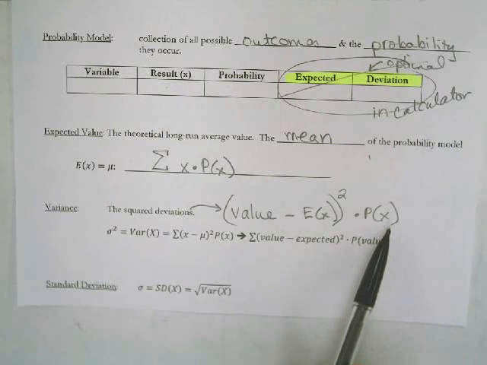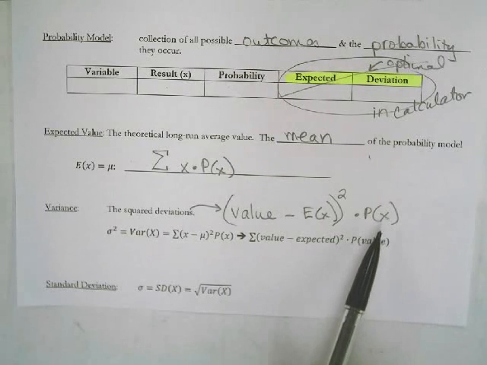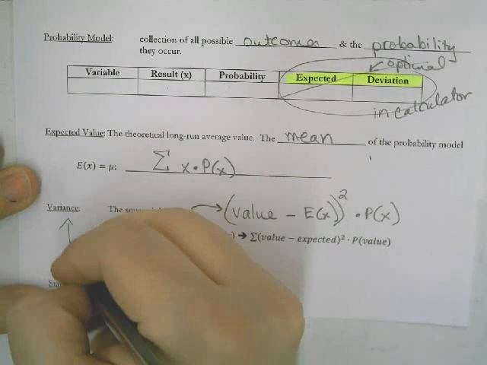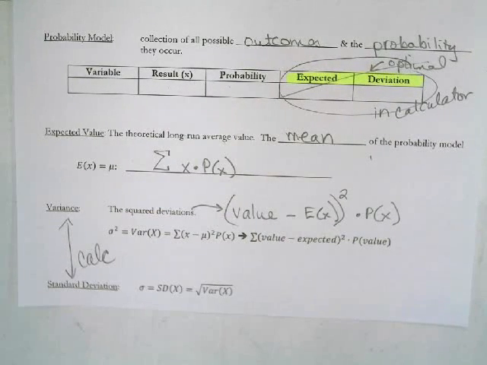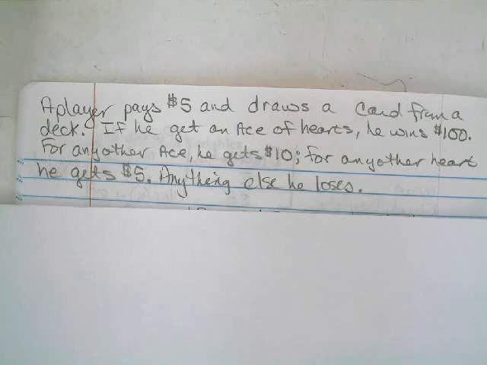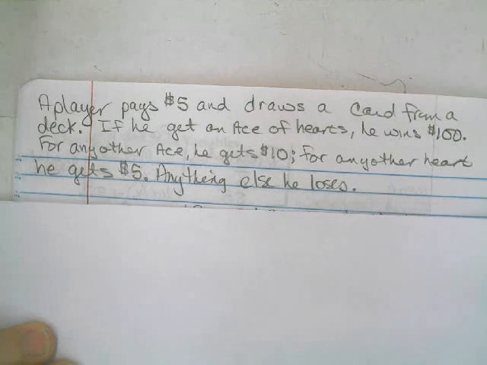Okay, so here's an example. A player pays $5 and draws a card from a deck. If he gets an ace of hearts, he wins $100. For any other ace, he gets $50 or $10. For any other heart, he gets $5. Anything else, he loses. So when you list the probability model, the first thing you want to do is list what can happen.